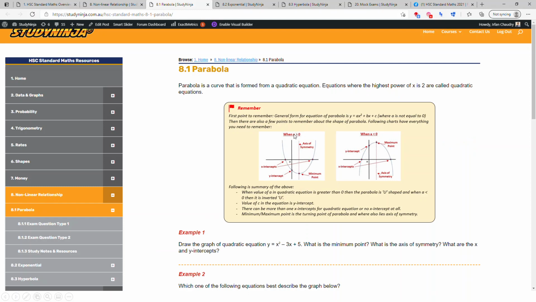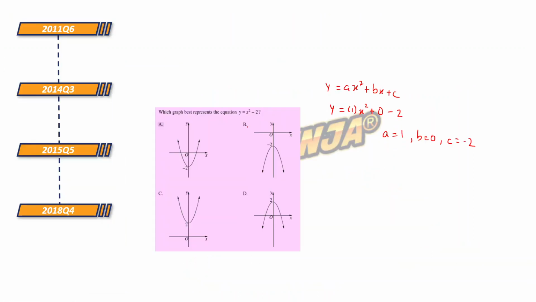Then 2018 question 4, this is a parabola equation, right? What's a parabola equation? Ax squared plus bx plus c. In this case, a is 1, so 1x squared, because b is 0, that's why we're not seeing anything, and c is minus 2. So we know a is 1, b is 0, and c is minus 2. Now we already know that a is equal to 1, which means a is greater than 0. So the parabola shape would be like this, not like this, right? So you can pretty much eliminate these two. And then you're left with these two.